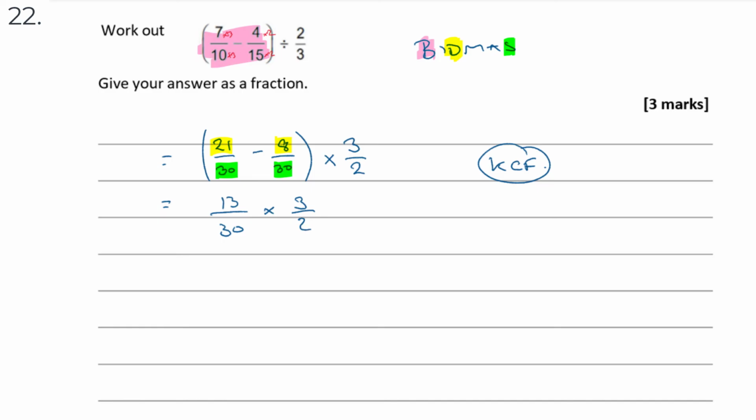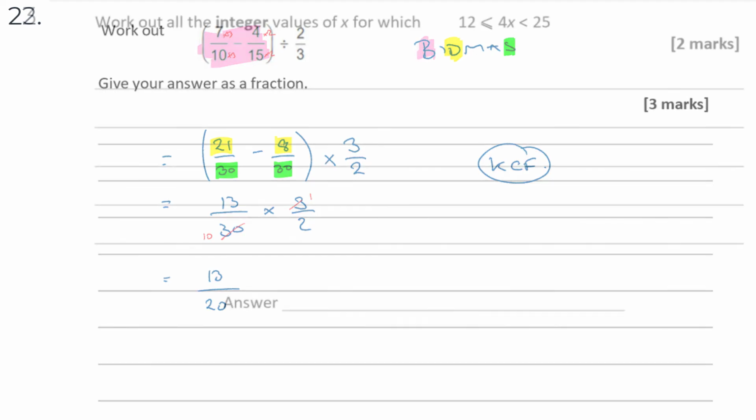Anything I can cancel there? Well, I can cancel the 3 with the 30. That's going to give me 10 and 1. Nothing else to cancel. I've just got a 13 on the top, so I'm just going to go ahead and multiply now. So 13 times 1 is 13, and 10 times 2, that's 20. So I'm going to get 13 over 20.